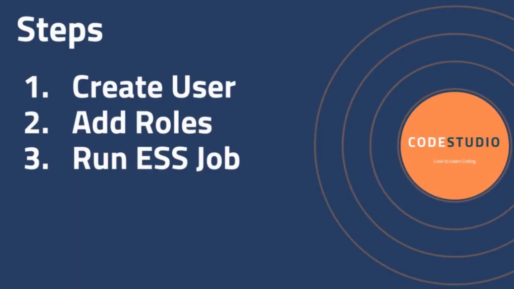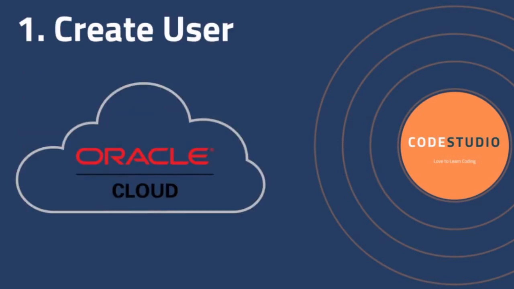Basically, we need to perform the following steps to create an implementation user. The first step is to create a user with the required fields such as first name, last name, email ID, username and password. The second step would be to add certain roles to the user to make this user an implementation user. And finally, run the LDAP job to synchronize the user and roles from the LDAP directory to the Cloud ERP. So the first step is to create a user.